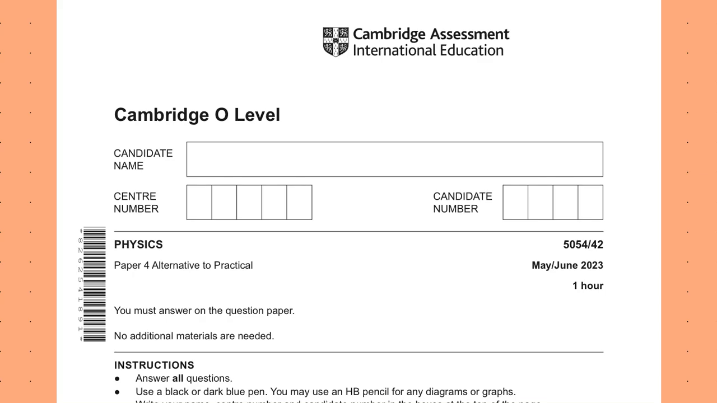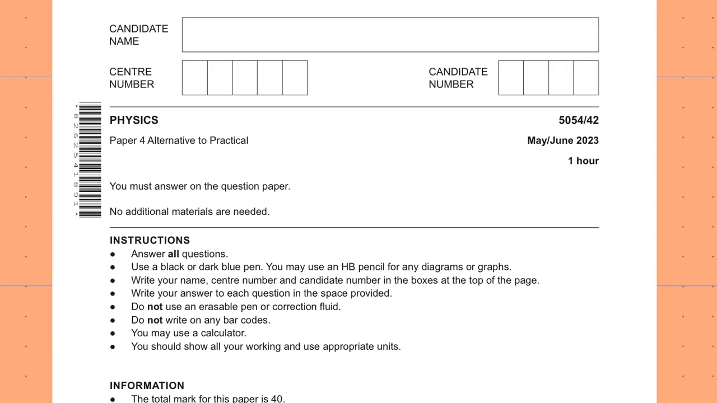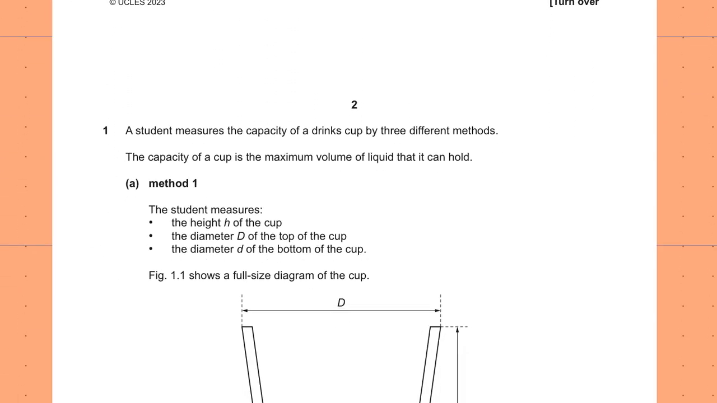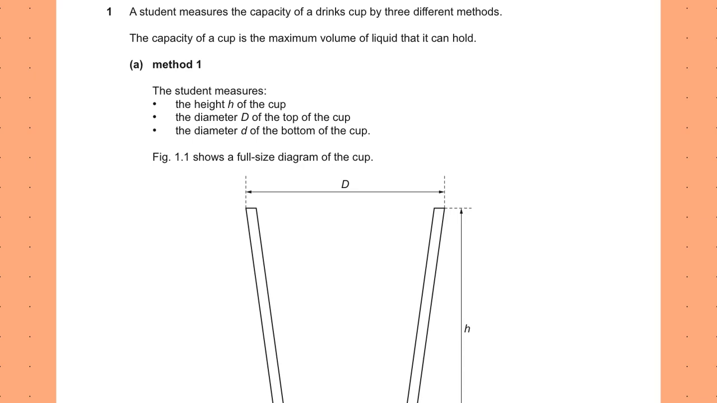So let's start with this paper, which is Summer 23 paper 42. Let's get right into it. Another homework paper. A student measures the capacity of a drinks cup by 3 different methods. The capacity of a cup is the max volume of liquid that it can hold.